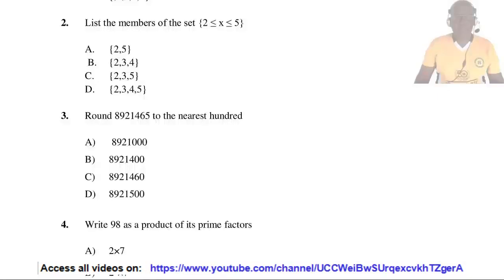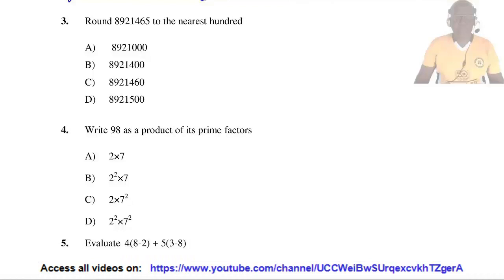Question 2. List the members of the set S such that S is greater than or equal to 2 and S is less than or equal to 5. This means that S lies between 2 and 5. But S can be equal to 2, S can be equal to 5. So the numbers are 2, 3, 4, and 5. So the answer is D.